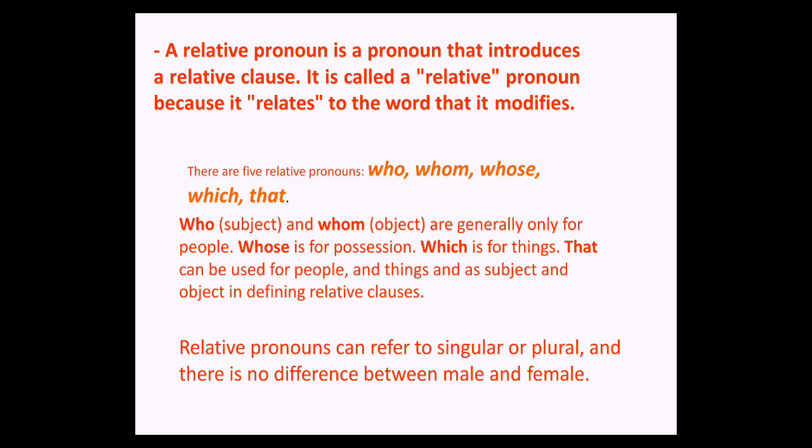Who, subject, and whom, object, are generally only for people. Whose is for possession, which is for things. That can be used for people and things and as subject and object in defining relative clauses. Relative pronouns can refer to singular or plural, and there is no difference between male and female.